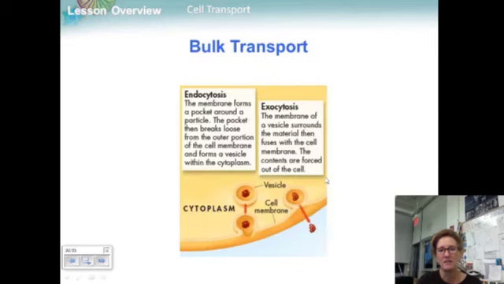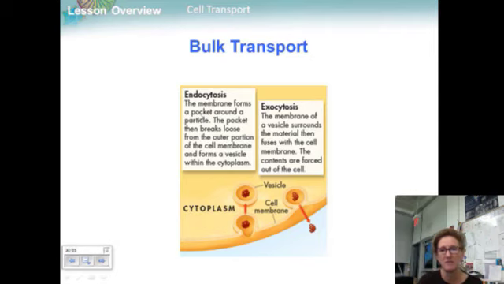Larger molecules and even solid clumps of material may be transported by movements of the cell membrane known as bulk transport. I messed up here. Bulk transport can take several forms depending on the size and shape of the material moved into or out of the cell. So let me finish this. I missed something, so let's go back to endocytosis.